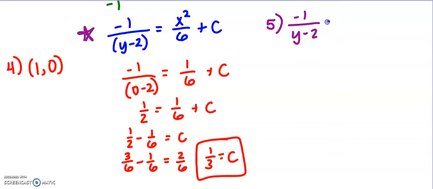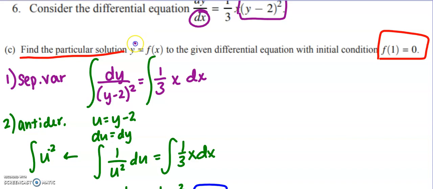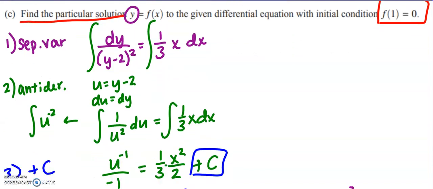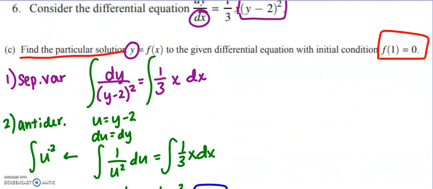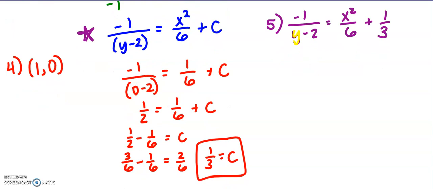Negative 1 over y minus 2 equals x squared over 6 plus the 1/3, that c value that I just found. This says I'm supposed to find y equals, which means that I need to somehow isolate this y value. And this is where oftentimes calculus students get stuck because of the algebra. Don't let that be the case.